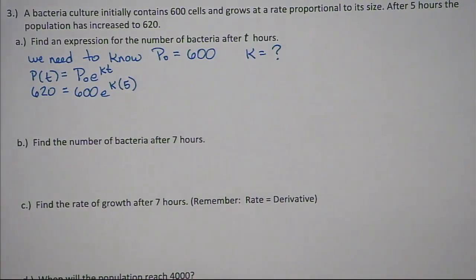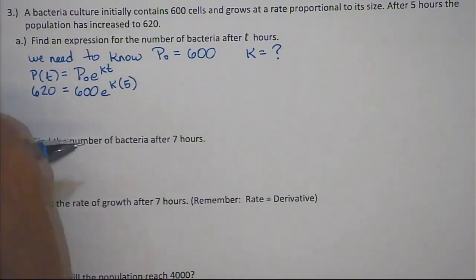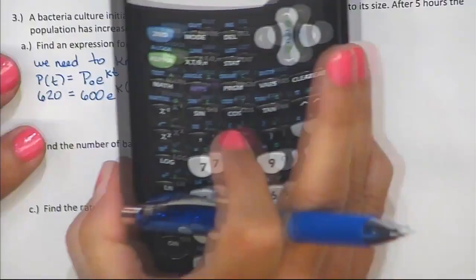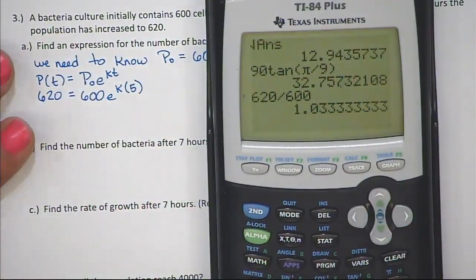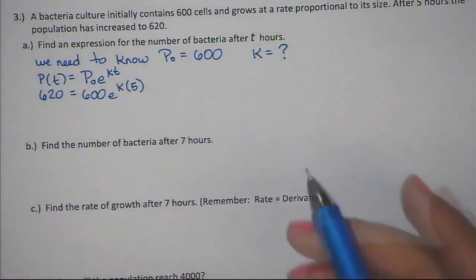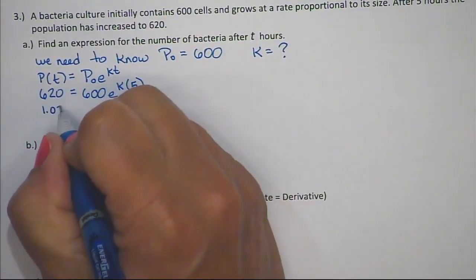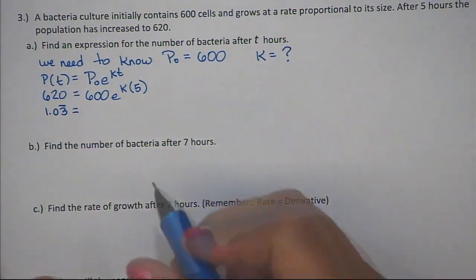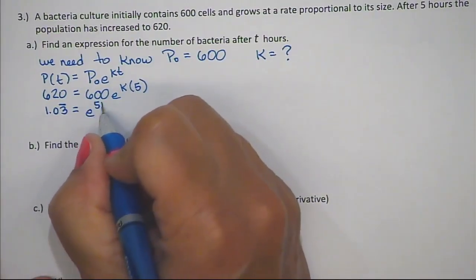All right, so we're going to divide 620 by 600. And you can leave it as a fraction. You can do a decimal. Just remember, if it's a decimal that does not terminate, like this one, when you do your calculations for WebWorK, don't round it. I will round it on paper, but don't round it to do your computations, okay? All right, so 620 divided by 600, we'll call it 1.03. I'll just put a bar over the 3. So it's repeating. And then we're ending up with e to the 5k on this side.